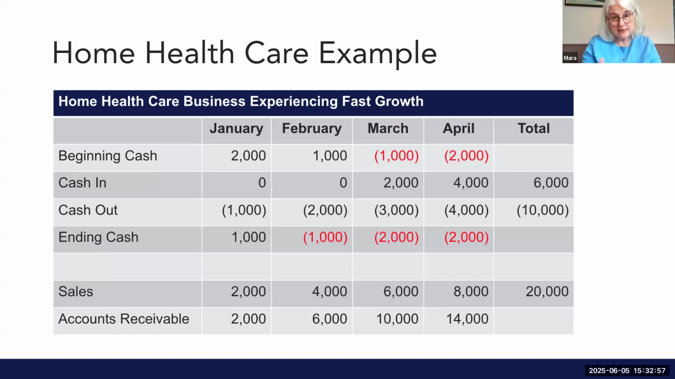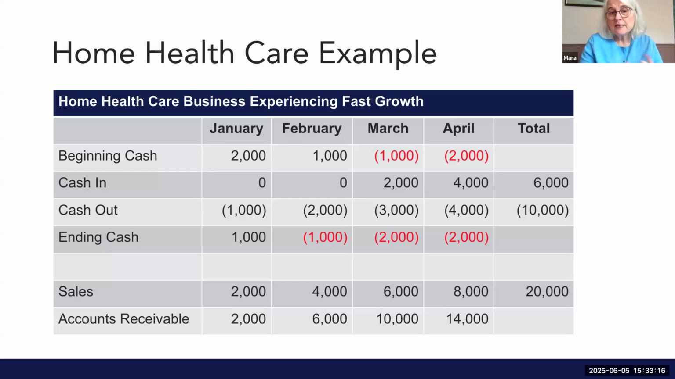And in this case, the example I'm going to show you is a home healthcare business that also is growing. They're doing good work and their sales are increasing. They're getting more clients every month, but you can see they're kind of overdrawn at the bank. So let's walk through this quickly.